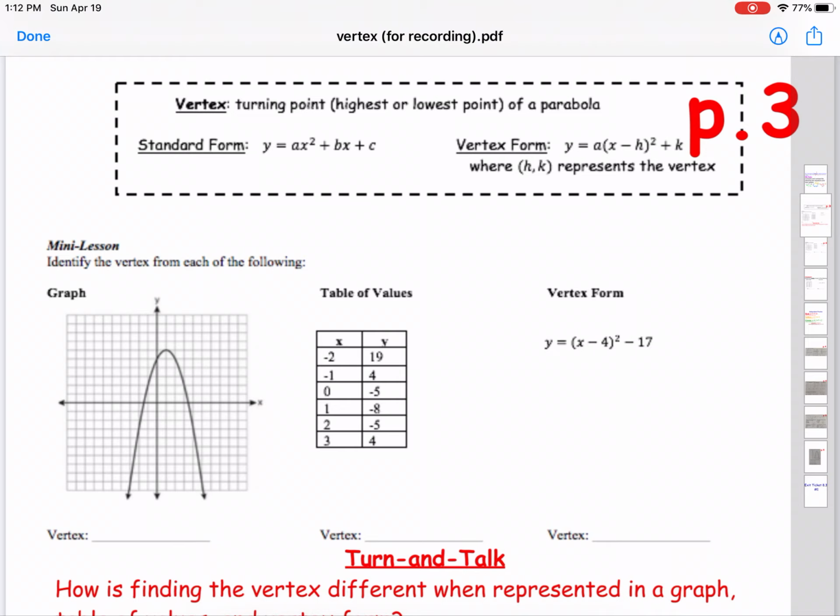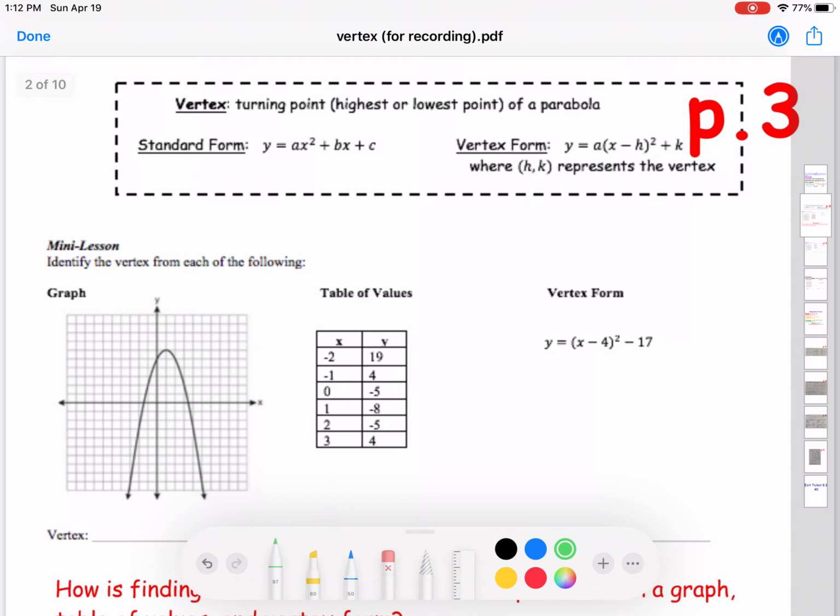So as we mentioned in our last lesson, this keyword, the vertex, represents the turning point. It's either the highest or the lowest point. Whenever your graph sort of turns around, that is called the vertex. We've been working so far in Unit 8 with standard form, but like I mentioned in our do now, today we're going to be introduced to a new form which is called vertex form.